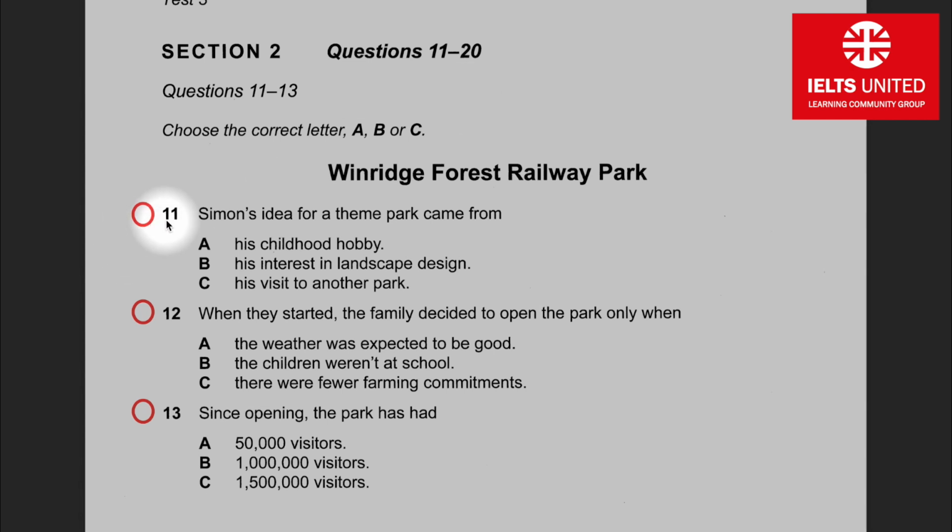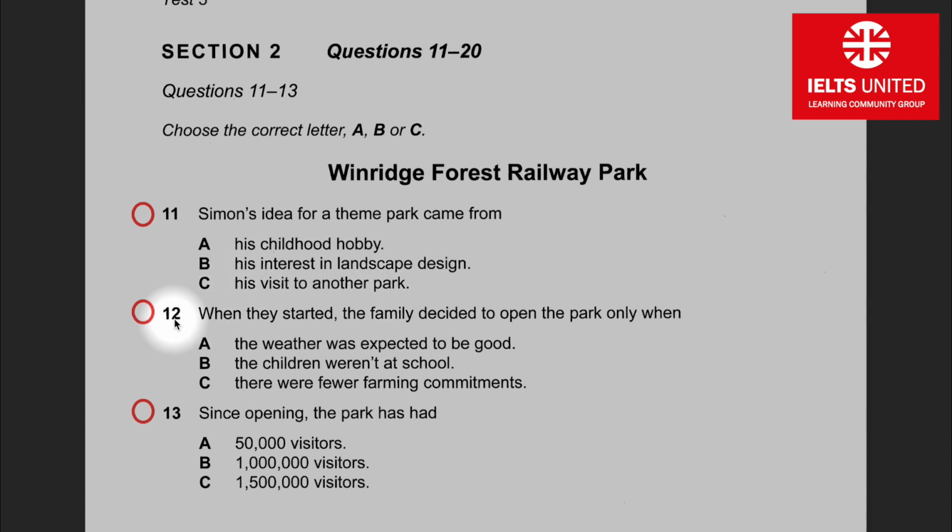So, question 11. Simon's idea for a theme park came from, so when we're thinking about theme parks, try to think of related words like attractions or synonyms like amusement park. A, his childhood hobby, so thinking about his youth when he was young, and synonyms like interests. B, his interest in landscape design, so anytime we hear him talking about being interested in creating or designing things or architecture of any kind, we should be starting to think it might be related to this. Or C, his visit to another park.